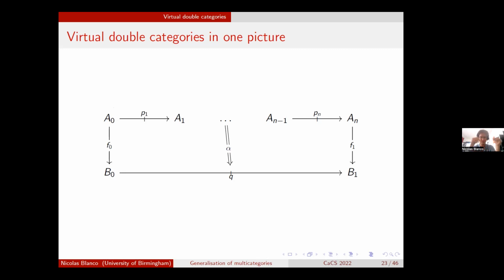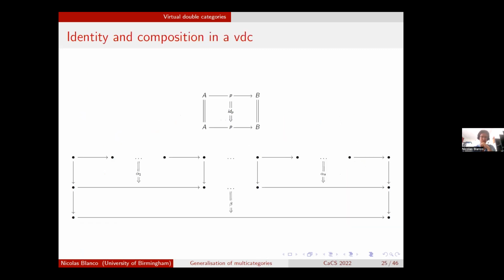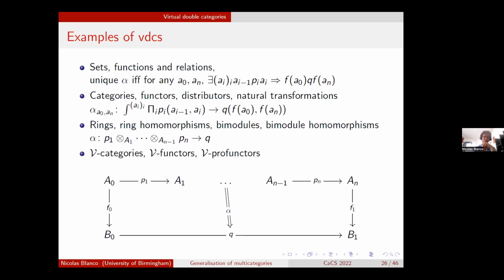And so if you have identities and composition of horizontal cells, then any two cell can go from one horizontal input into one output, and you get the notion of double categories. So this is like identities and composition of two cells. Examples are sets, functions, and relations with some notion of two cells. You can take categories, functors, and cofunctors or distributors with two cells. I won't go into the two cells. So you have rings, ring homomorphisms, and bimodules, or V-categories, V-functors, and V-profunctors.